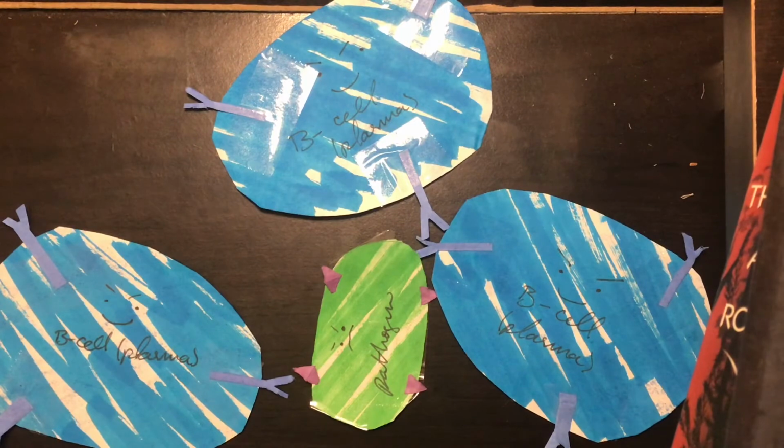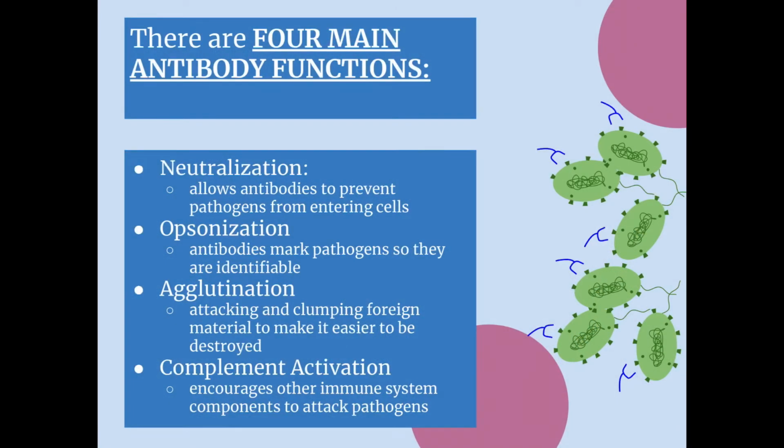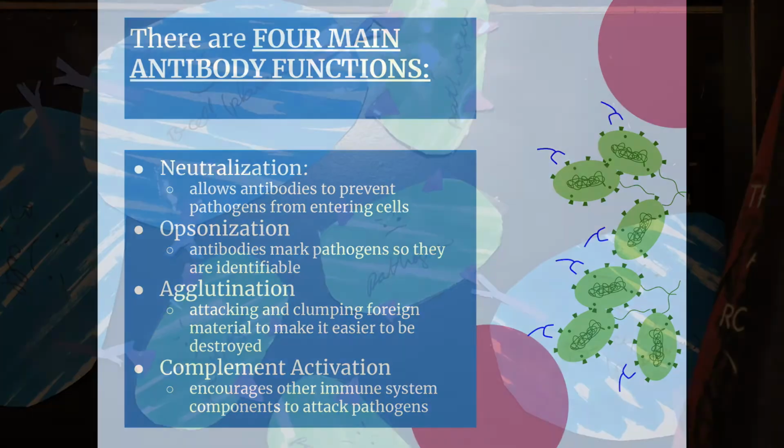These Y-shaped proteins have four major functions: neutralization, opsonization, agglutination, and complement activation. Neutralization is what allows antibodies to prevent intruders from entering other cells. Opsonization is when they mark pathogens to make them identifiable for other cells. Agglutination is the process of attacking and clumping foreign material together to make it easier for pathogens to be destroyed. And complement activation is when antibodies encourage other immune system components to attack the pathogen.